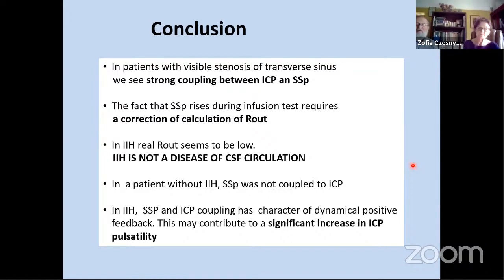Our lecture today, our webinar, is based on relatively slim material. So these should be treated more as observations than definite proofs. One thing is sure, that when we measure resistance to CSF outflow and take correction for changing sagittal sinus pressure, this value is low, lower than in normal controls.